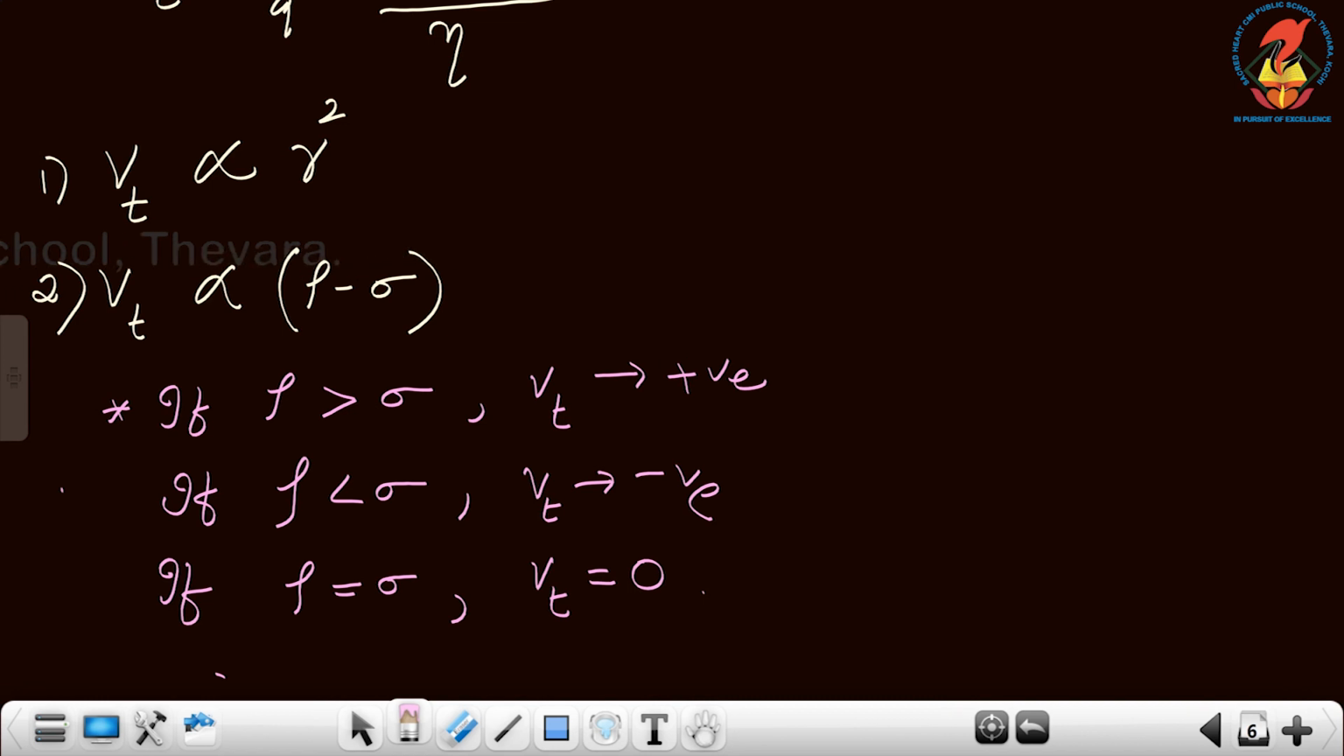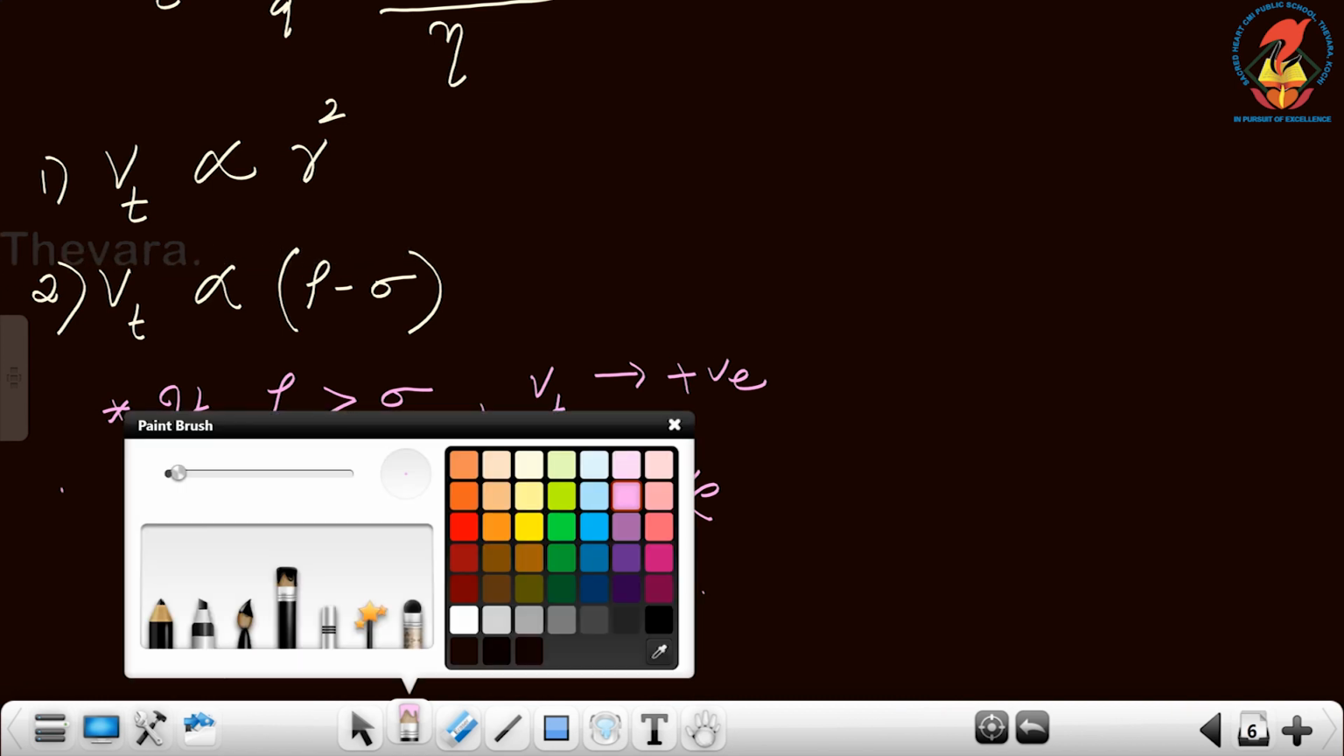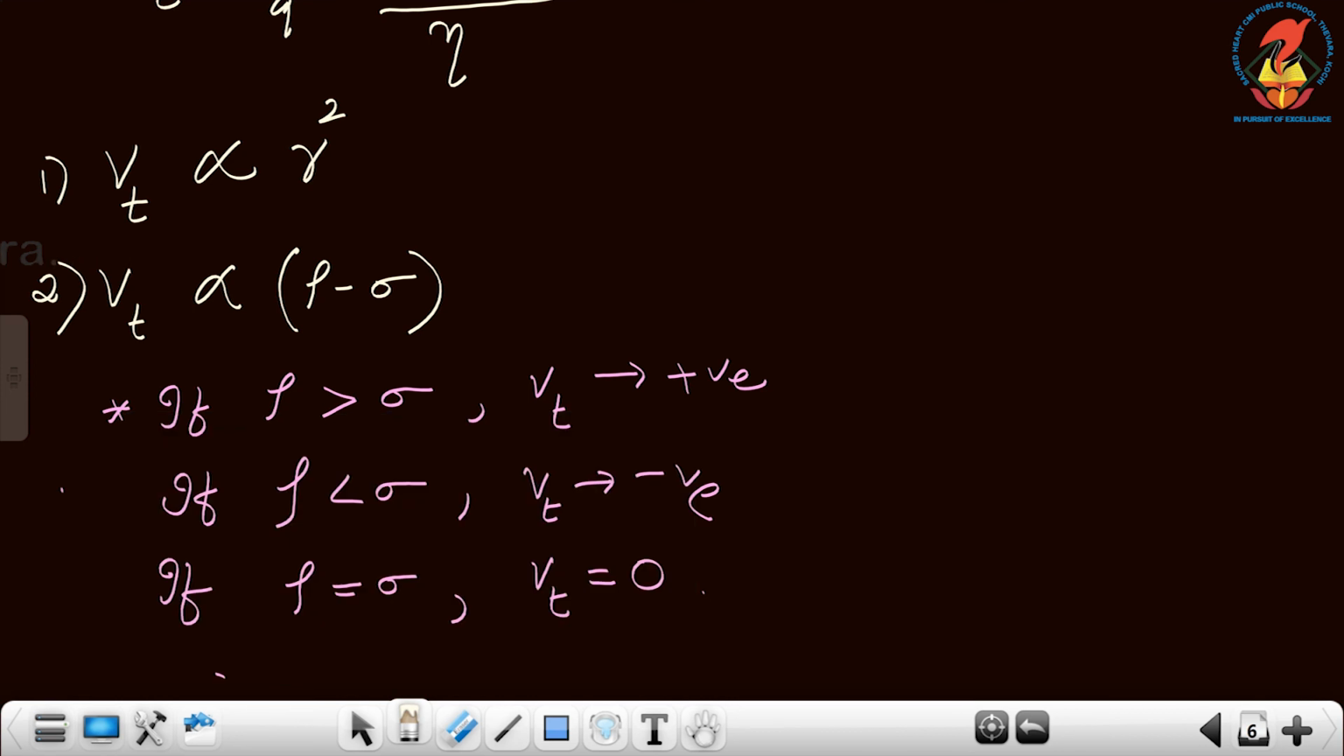And also it is found that terminal velocity is inversely proportional to the coefficient of viscosity.